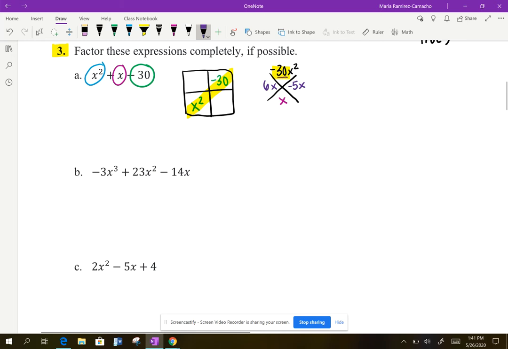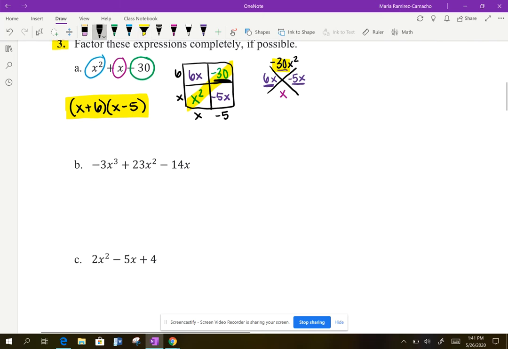6 times -5 is -30. 6 plus -5 is 1. And 1x is the same as x. So these two terms go back into the generic rectangle, and then we just find the length and the width. x times x is x squared, x times 6 is 6x, x times -5 is -5x, and then 6 times -5 is -30. And so my final answer is just this. I'm only being asked to factor. I'm not solving for x here, so I'm done with part A.